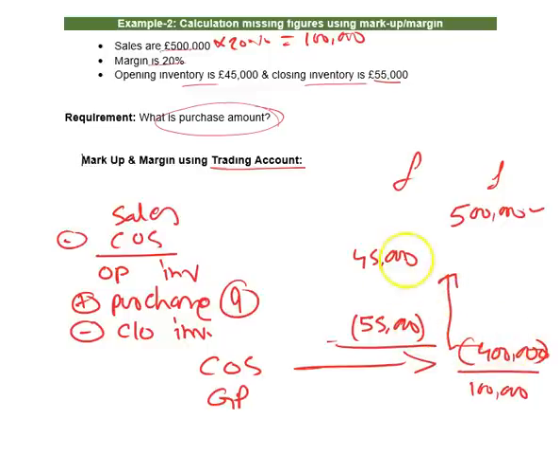This minus becomes plus, plus becomes minus. You found your credit purchase or purchase for the year. The calculation is 410,000. You can work from 45,000 plus 410 minus 55. You still get 400,000.